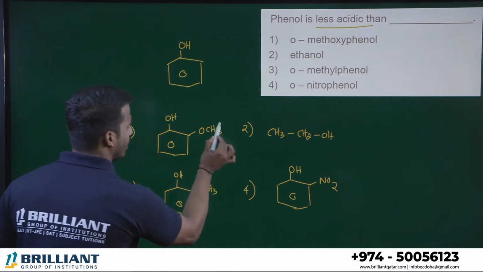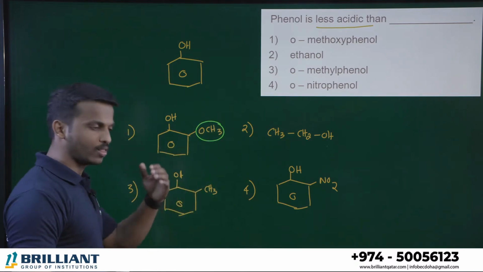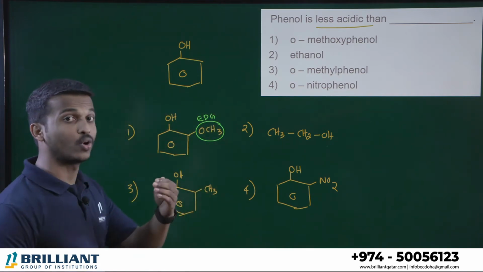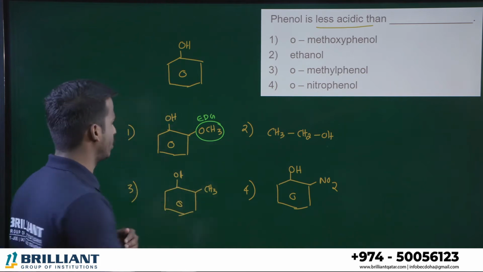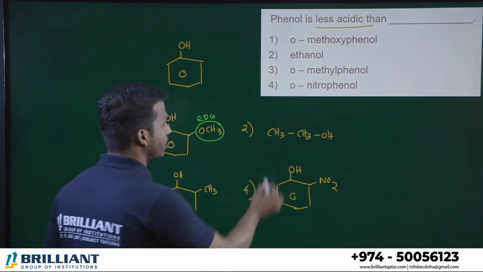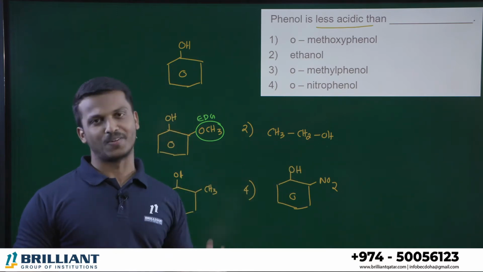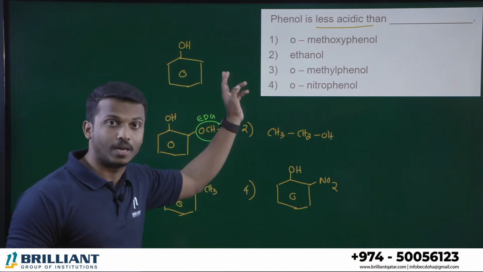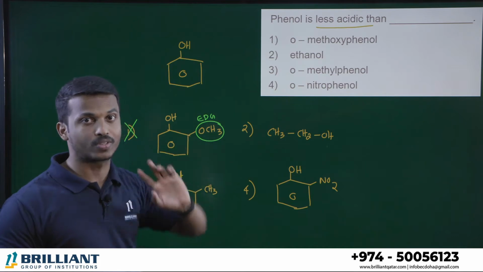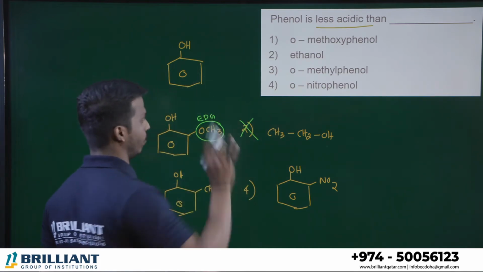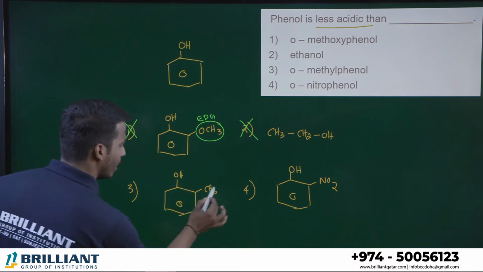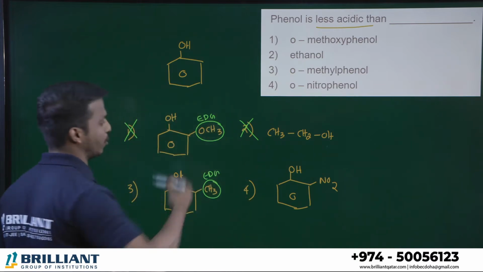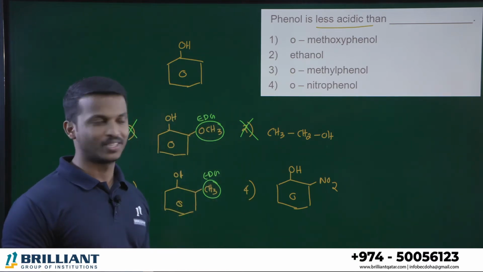This is phenol and this is a methoxy group. Alkoxy, methoxy, ethoxy, all kinds of such groups are electron donating groups. Electron donating groups will decrease the acidity. So this is not the answer. Option number 2 is an alkyl alcohol, a normal alcohol. When you consider phenol and alkyl alcohol, phenol is more stable due to the resonance stabilization of the phenoxide ion. So this is less acidic than phenol. We need the more acidic one. What about here? Methyl, again alkyl. Alkyl groups are again electron donating groups that will decrease the acidity. So this is not the answer.